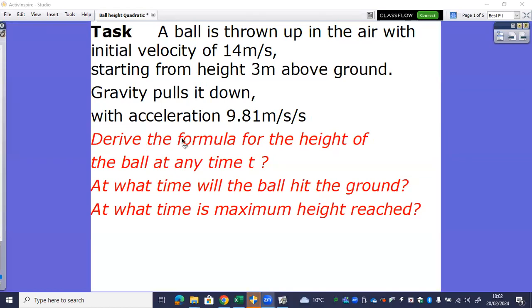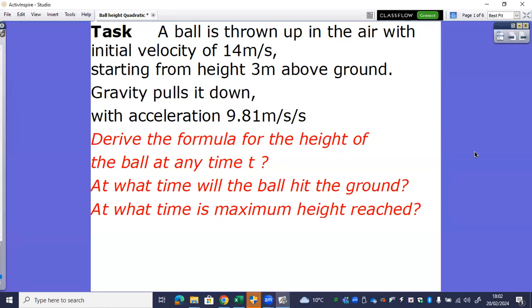What we want to do is to derive a formula for the height of the ball at any time t. We want to know the time when the ball will hit the ground, and we want to know at what time we will reach maximum height. And we'll do this both graphically and analytically through Excel.